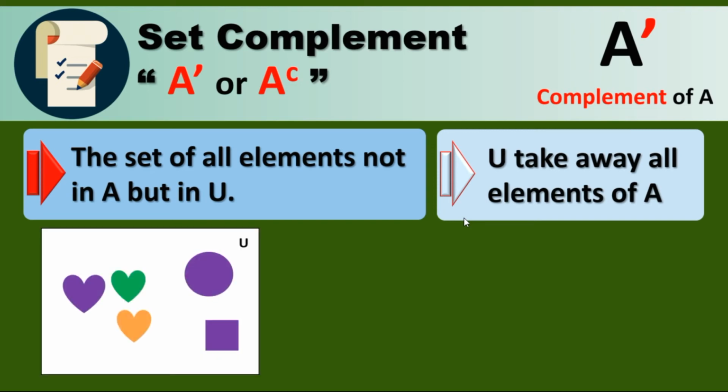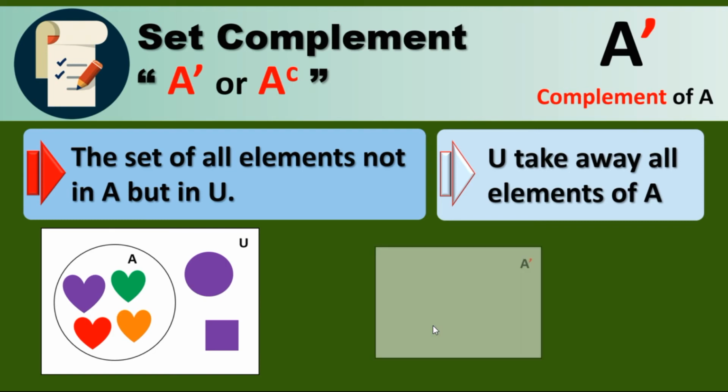If U contains the shapes here, and our set A is the set that contains all heart shapes, what is A prime? A prime is actually all elements that is not in A. The square here and the circle.